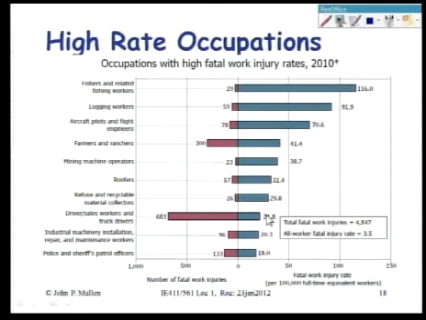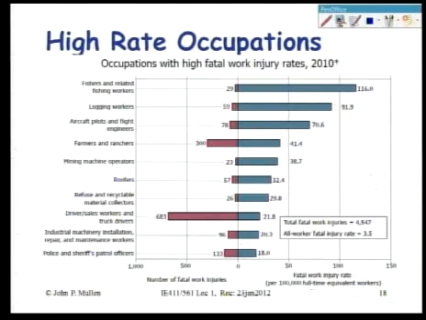Drivers, sales workers, and truck drivers. Now the rate is low, but the number is high because we got lots of people doing this. Industrial machinery, 20.3. Police and sheriff's patrol officers, 18. Now, you would expect police to be somewhere on this list, but not on the bottom of it. So it's a dangerous occupation, but there are others that are more dangerous. Okay.